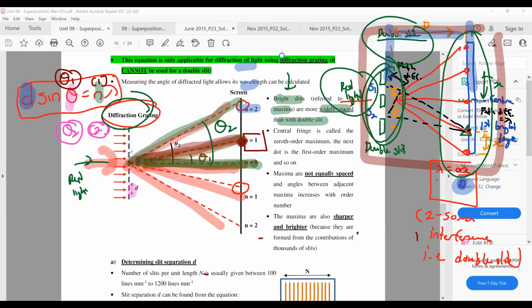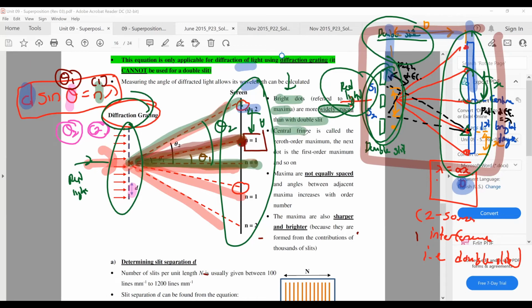If you shine that same red light to a diffraction grating, you're still going to get a pattern of interference fringes represented by bright dots on the screen. But generally speaking, the distance between the dots is much wider than that of a double slit. That's what this statement means. They are more widely spaced than with a double slit. Just now I mentioned that the central fringe is called the zero order. The next dot is the first order maximum and so on.